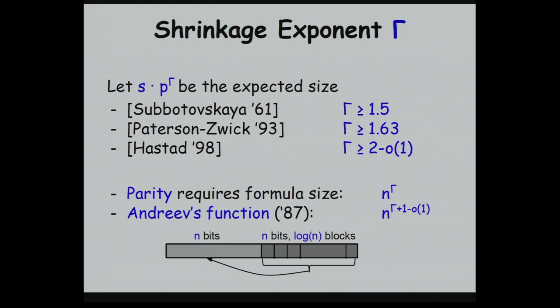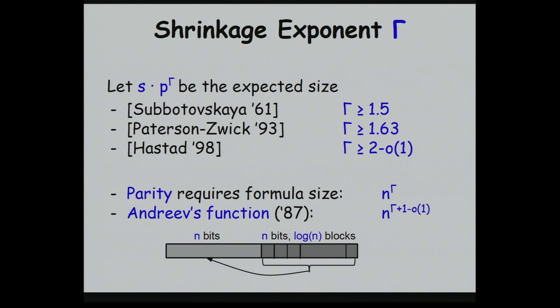It was shown by Hastad that this shrinkage exponent can be improved to almost 2. And this 2 is actually optimal. You can construct a De Morgan formula of quadratic size that computes parity exactly, so that means the shrinkage exponent cannot be improved above 2. So this shrinkage under random restrictions was invented to prove formula size lower bounds.